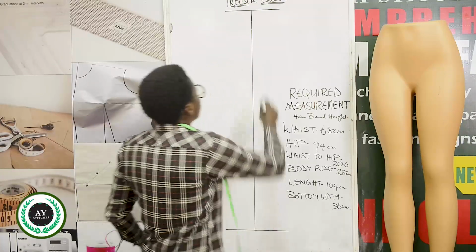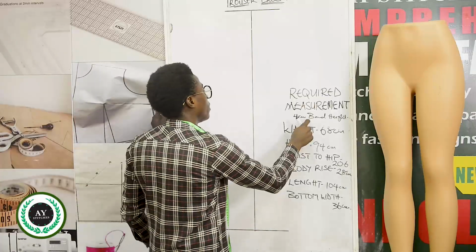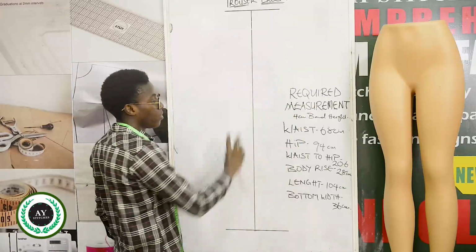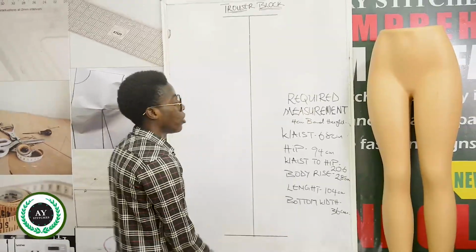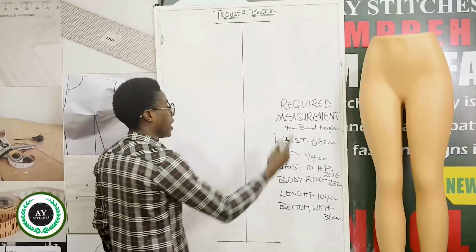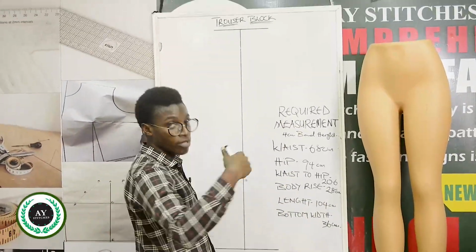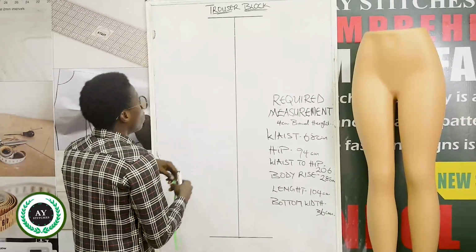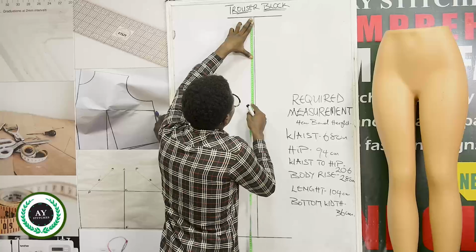So here I have what? My trouser length. Don't forget, you have to deduct your 4 centimeter for band height away from it. So the next thing for you to do is to measure your body rise measurement, which is 28 centimeter. Now don't forget, the 4 cm for band height must be deducted also from the body rise measurement, which we have as what? 24 centimeter.